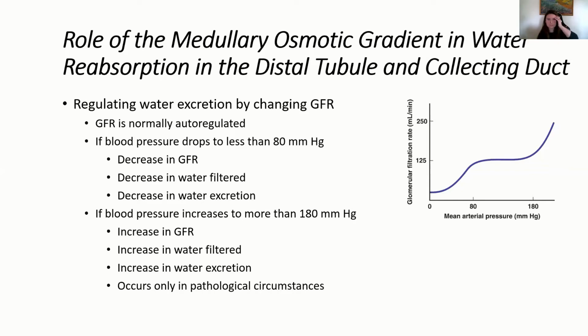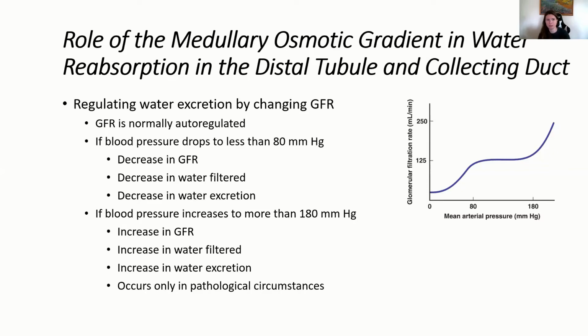Oh, the stretch of the capillary walls in our arterioles. But when our mean arterial pressure is really low or really high, we're not able to sustain that regulation. So if our blood pressure drops below 80 millimeters or above 180 millimeters of mercury, we are going to see changes to the glomerular filtration rate. And those changes do affect the water excretion rate.